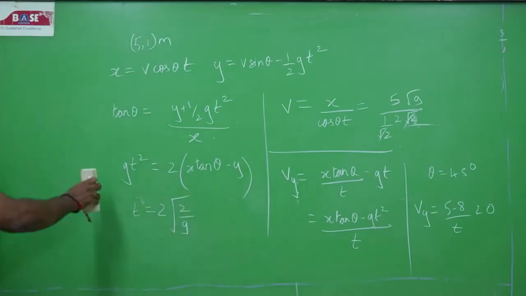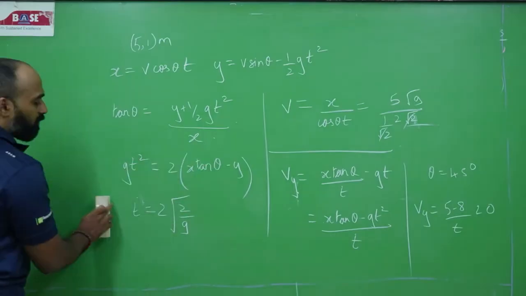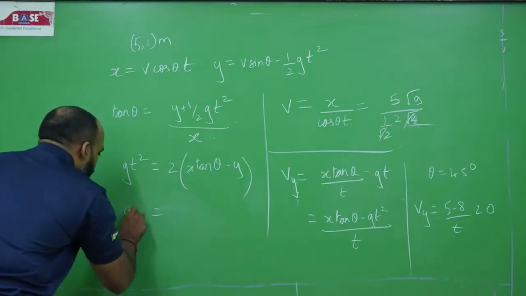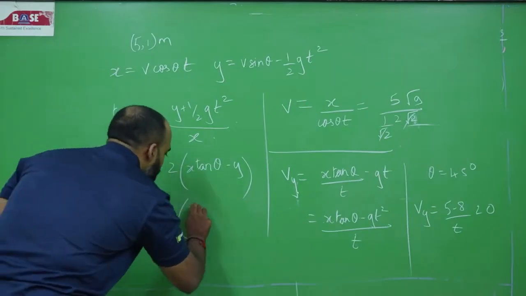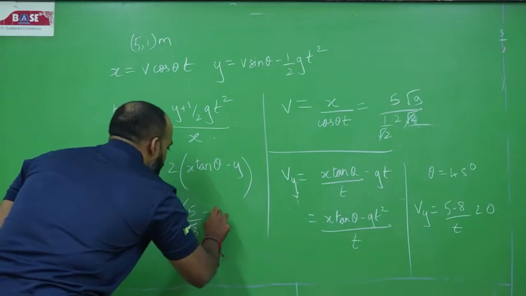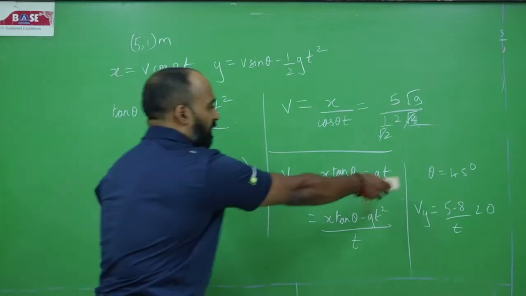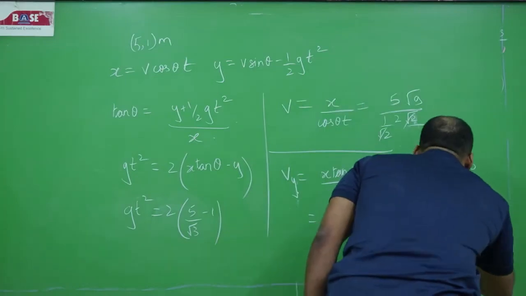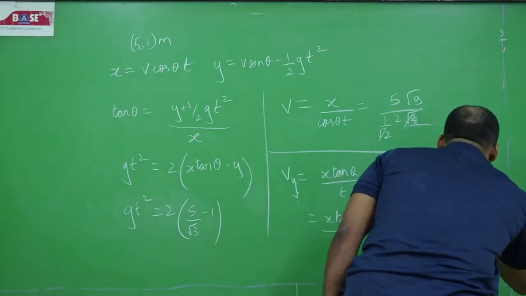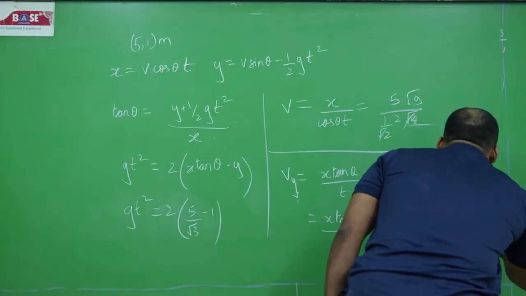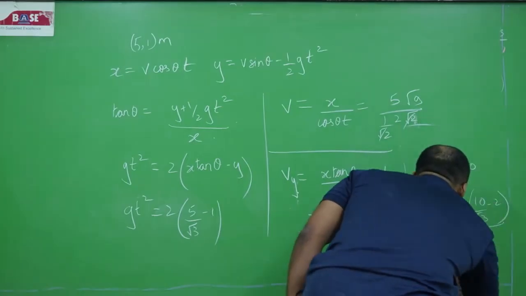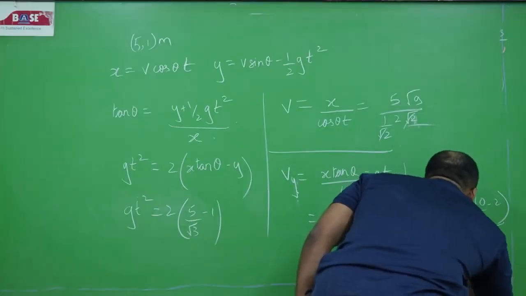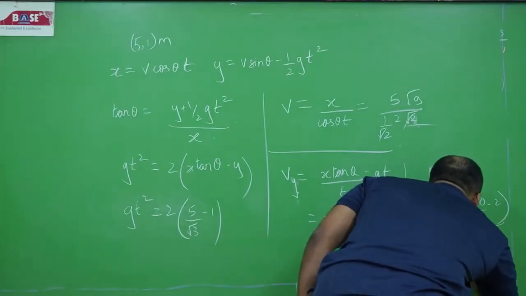To check for the C and D options, if you put theta equal to 30 degrees in this, you'll get gt square is 2 times 5 by root 3 minus 1. Repeat here, you'll get 5 by root 3 minus 10 by root 3 minus 2 by t. It is 2 minus 5 by root 3 by t.